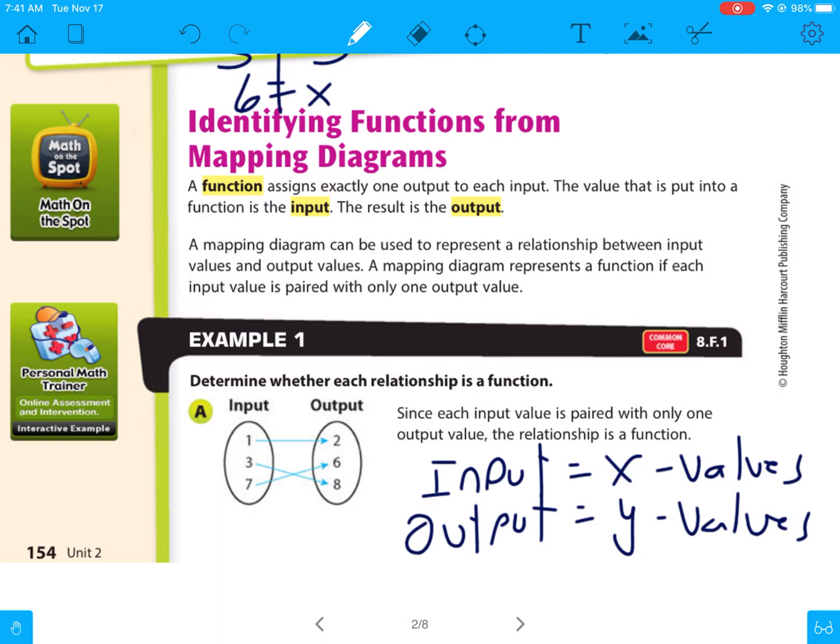So if you look right here, it says determine whether each relationship is a function. So if you look at number 1, 1 goes to 2. Does it go to any other outputs than 2? No. So that one right there would be a function. 3 goes to 8 and only 8, and 7 goes to 6 and only 6. So every input assigns exactly 1 output. So when you put in a 1, it only goes to 2. When you put in a 3, it only goes to 8. If it went to multiple numbers, then it would not be a function, but this is a function.